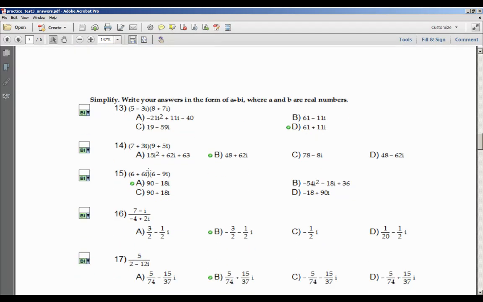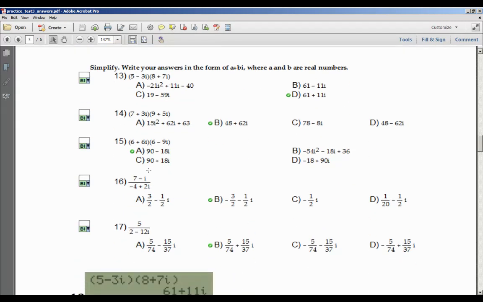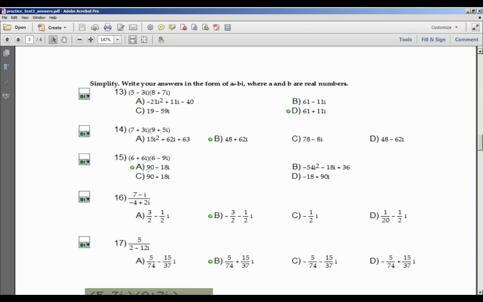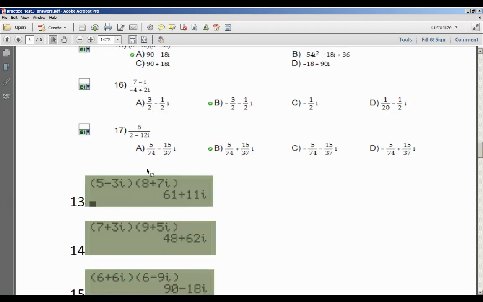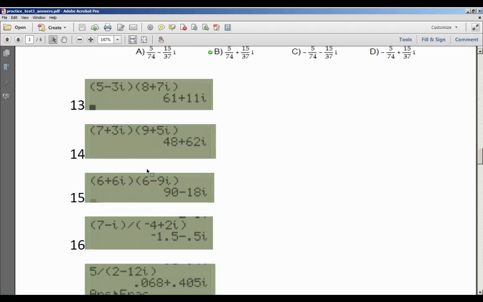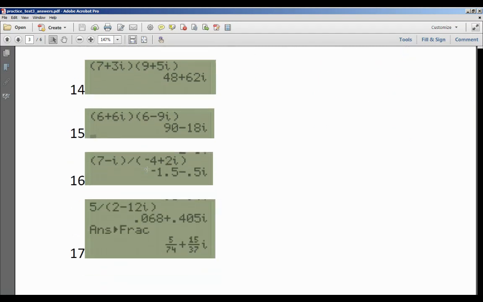Now 13, 14, 15, 16, 17. These here again can all be done with your calculator, and I would suggest you do that. I really don't want to FOIL these out. It just takes too much time. All right, so here's the deal. There's 13, 14, 15. Now 16 and 17 are division problems.